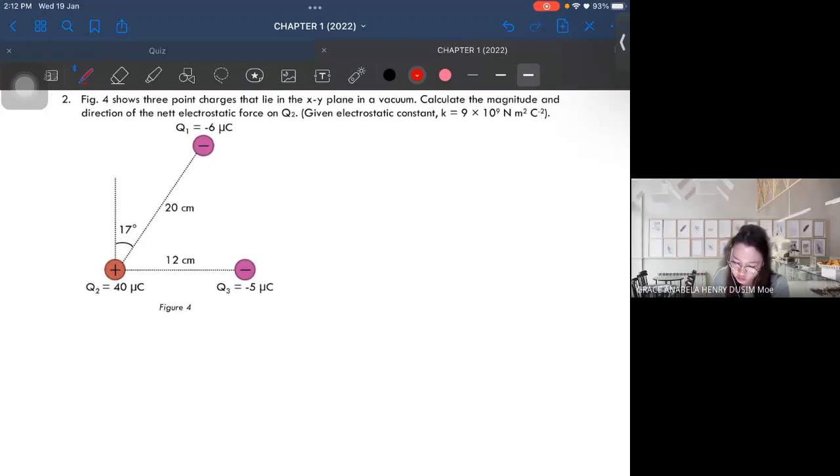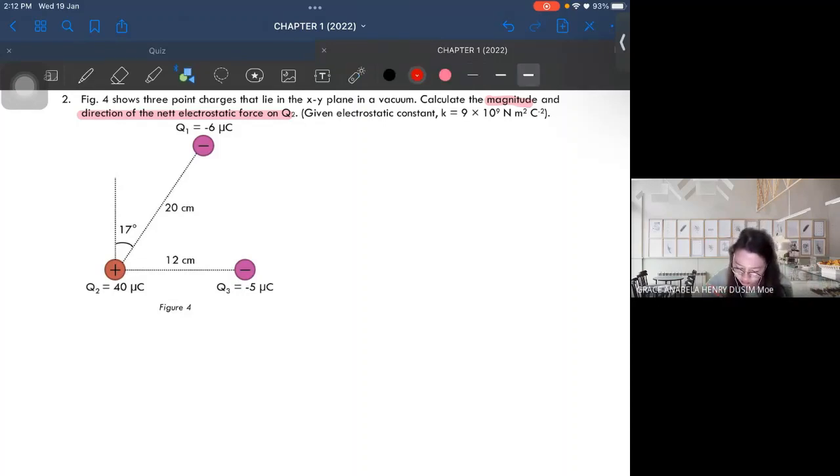Okay. Now let's look at question 2. So this figure shows 3 point charges. So there's positive, negative, and negative charge. We have to calculate the magnitude and direction of the electrostatic force on charge 2. Okay, so charge 2 is this one here. So firstly, we are going to draw the direction of the electrostatic force. Okay, that's the first step untuk kamu solve the question. Okay, so let's draw that.